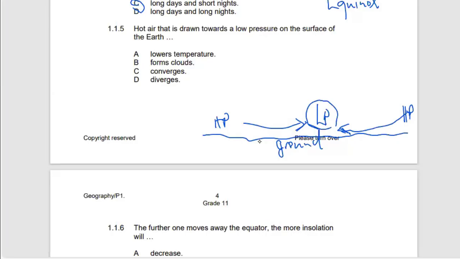And what is going to happen? This air is going to meet in the low pressure and is going to rise. So what is happening here? That's the question. What is happening here to the air? The air is converging.